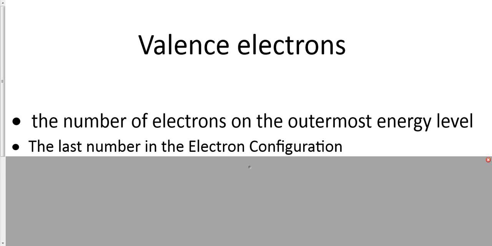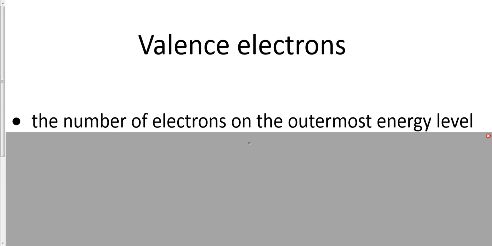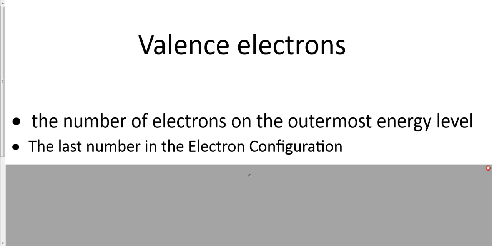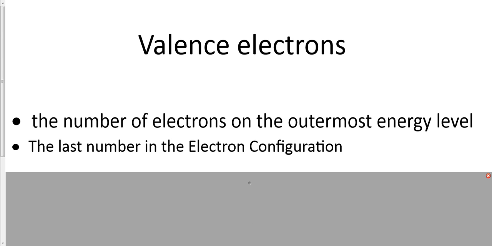Lastly, we have valence electrons, and valence electrons is the number of electrons on the outermost energy level. It does not matter what the last energy level is, but the last energy level to be used. And it is always the last number in the electron configuration.